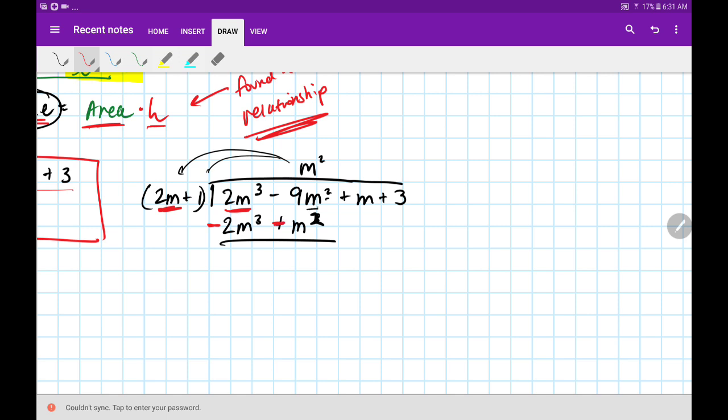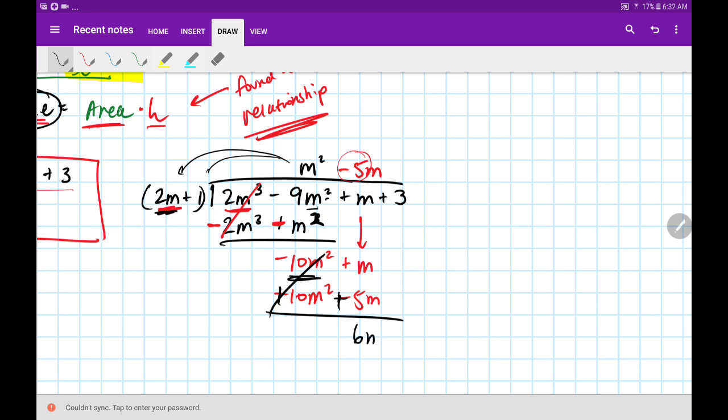Flip the signs. These will cancel, and then minus 9m squared minus m squared is minus 10m squared. Bring down the plus m. I have a 2m, I need a minus 10m. So 2m times what gives me minus 10m? That's a minus 5m. Minus 5 times 2m is minus 10m squared. And then minus 5m times positive 1 is just itself. I'm going to subtract and flip my signs. These will cancel, and then I'm left with a 6m. Bring down the plus 3.